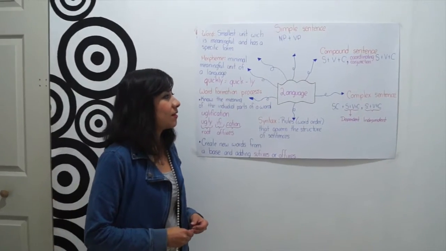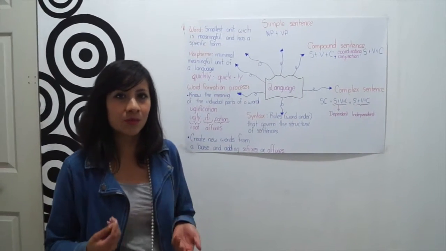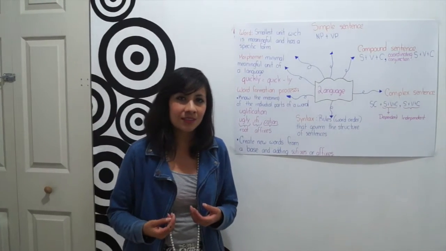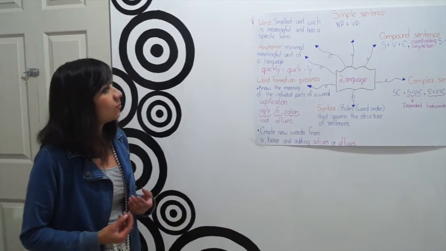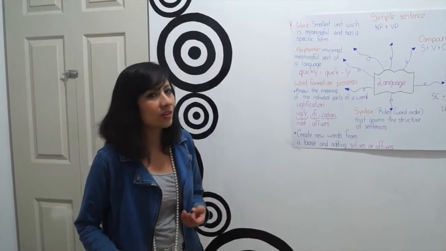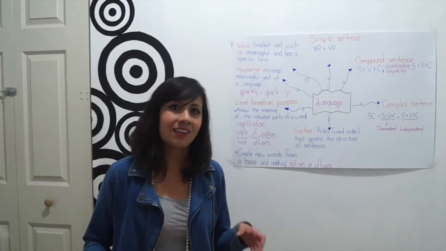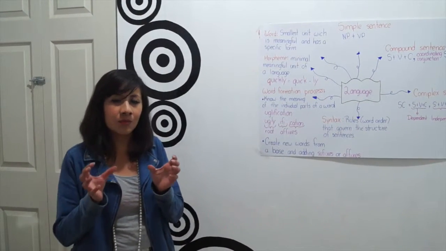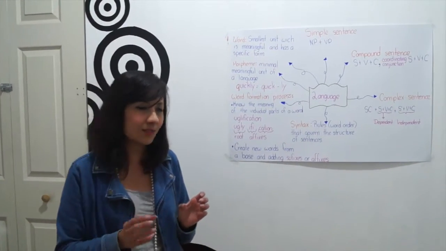Now I'm going to talk about words and sentences. First of all, I'm going to explain what is a word. A word is the smallest element that in isolation has a certain meaning. And we have also morphemes that are the minimal meaningful unit of a language. That means, for example, we have the word quickly. Quick is a morpheme and ly is another one. We can separate the words into its minimal unit.